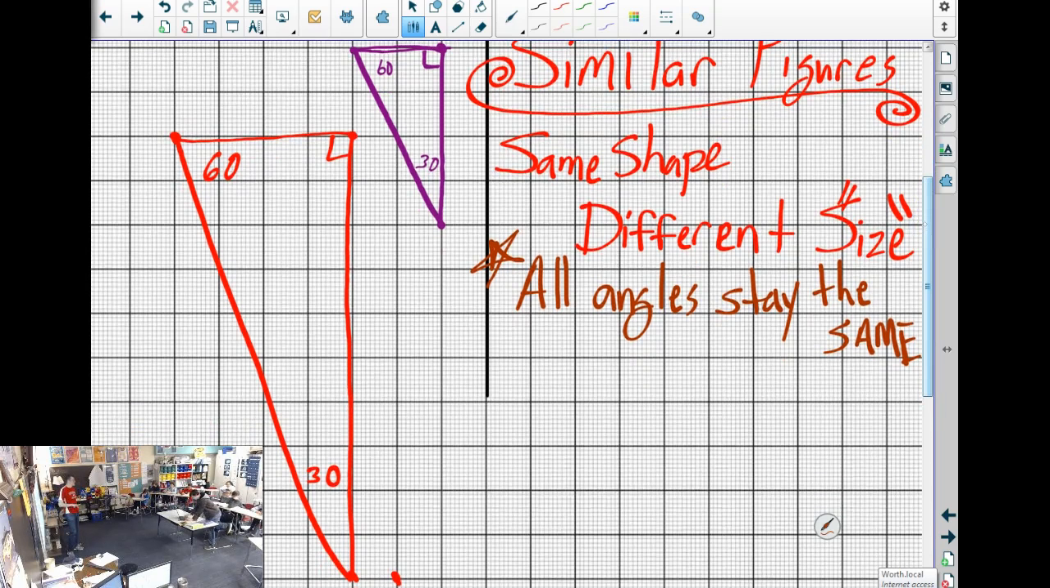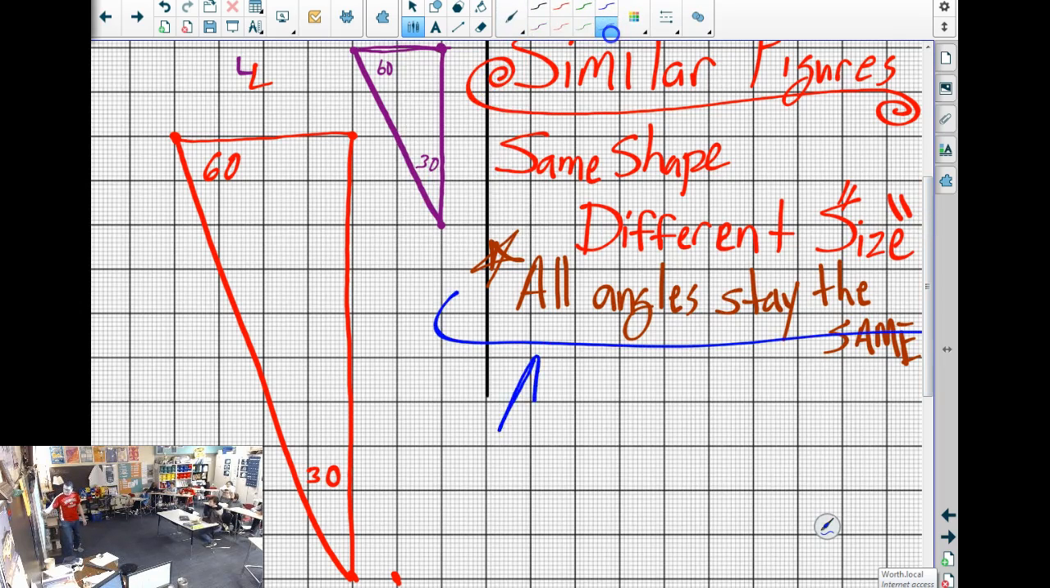I promise, 30 seconds. If I didn't know this right angle, and I didn't know this right angle, but yet I knew that both of these triangles had a 30-degree angle and a 60-degree angle, could I figure out their third angles? So this brings up a new rule that lets us shortcut two things.